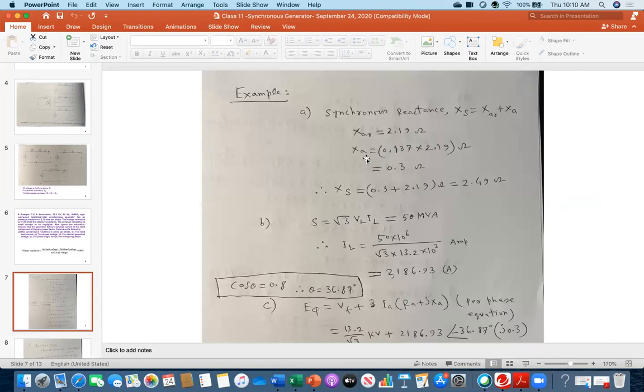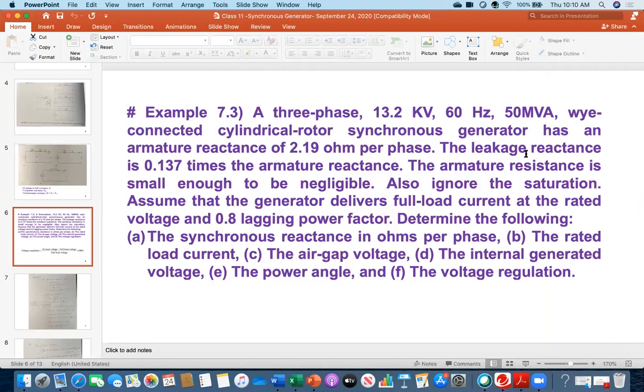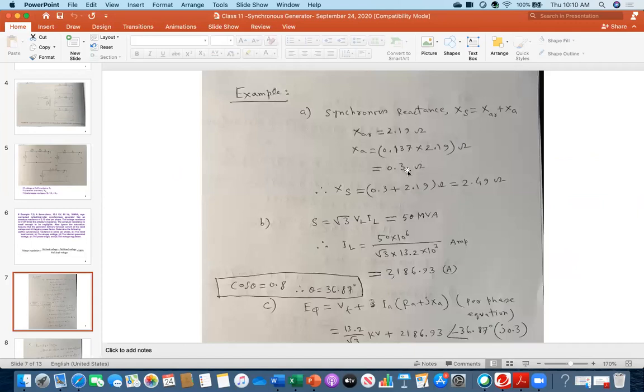And what will be XA? That will be 0.137 times of that. So by multiplying, I am getting 0.3. And see the statement? It says the leakage reactance is 0.137 times the armature reactance. So this means 0.137 times of that value. So this multiplied by this one gives the leakage reactance or self reactance, which is that XA. Then you sum up, and you will get synchronous reactance. So I got synchronous reactance 2.49.